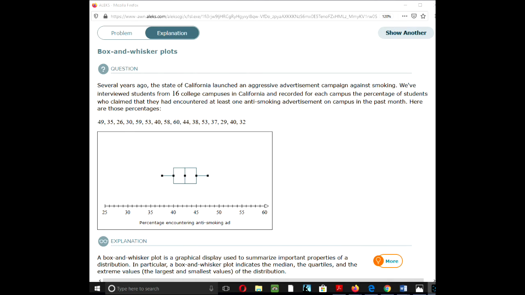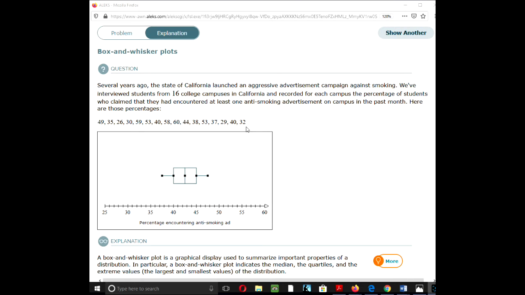Okay, the next type of problem that we're going to be working on is called box and whisker plots. We simply have to plot all of our points. As you can see here, they're giving us 16 different numbers, and they are all over the place. So the first thing you need to do is order the numbers from least to greatest, because the first thing we have to do to work on this type of problem is find the median.